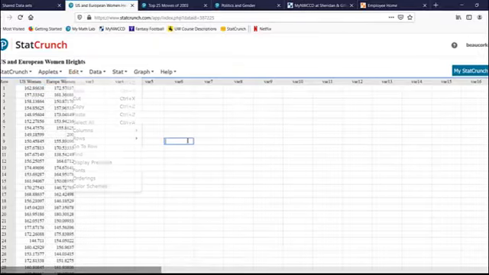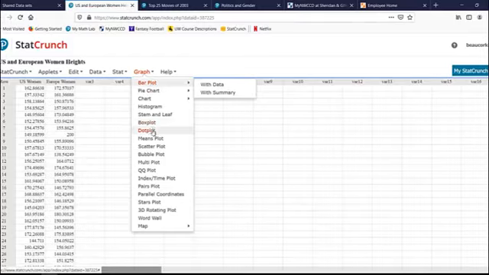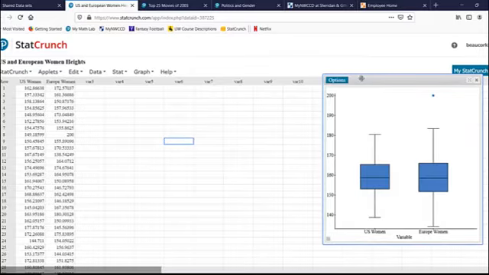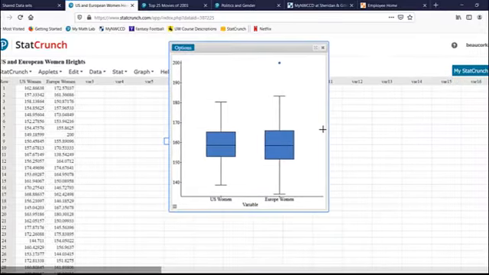Okay, so we have the US and European women's heights. We're going to graph this with a box plot and control click them both in, use fences to identify outliers and compute. This creates what is known as side-by-side box plots. By far, this is one of the biggest uses of box plots because you compare the box plots next to each other. So looking at this, we can see, oh, that the medians are about the same, all right?